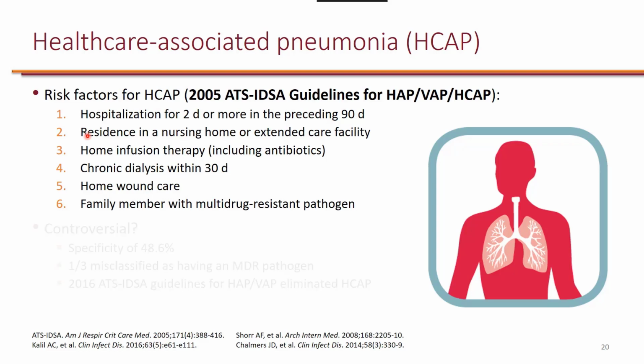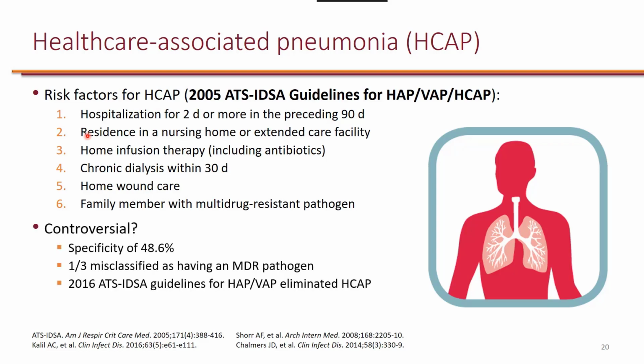Now, the issue with this is that it's controversial because at least one study shows that specificity of these criteria was about 48 to 49%, and 1 out of 3 patients were misclassified as having a multi-drug resistant pathogen. So really, it leads to over-treatment of patients, and that's not good because over-treatment can also have toxicities and selection for more resistant organisms.